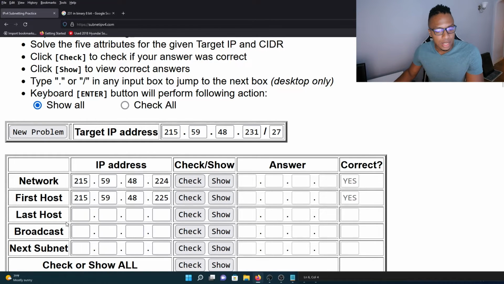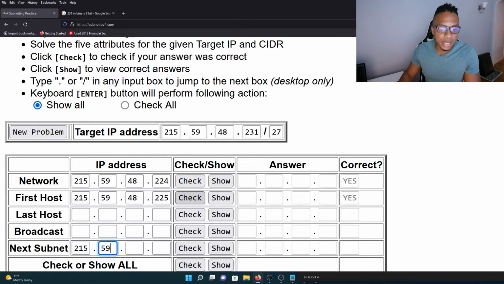Correct. So here's where it's going to get hard. It gets hard around the last host, broadcast, and the next subnet. Usually I do the next subnets after the first host. It just makes it easier for me. So let's try to find the next subnet. This is why I said it's going to be hard, because 256 doesn't exist. So I think in this case we're going to have to increase this. So let's give it a try. Let's see what we get, man.